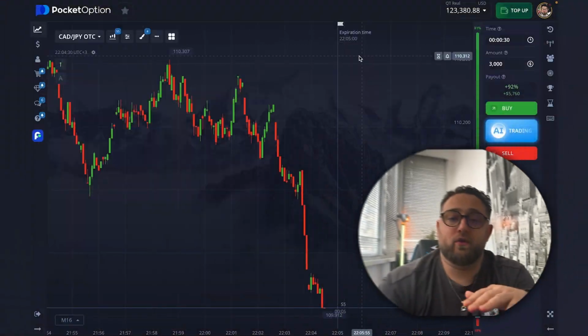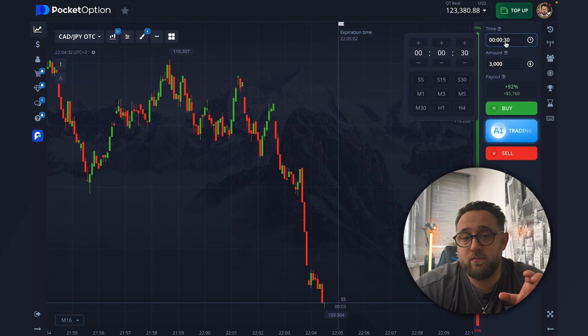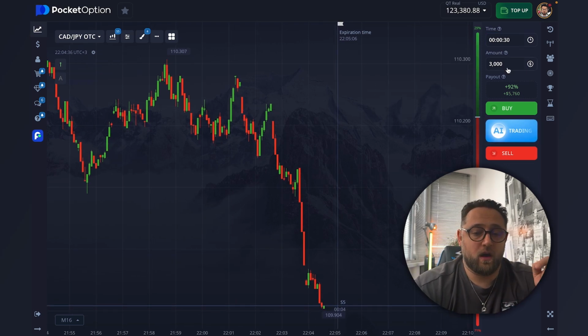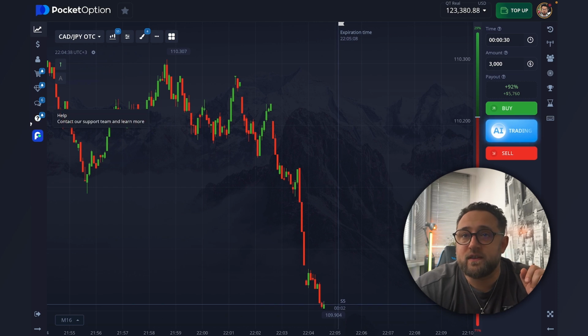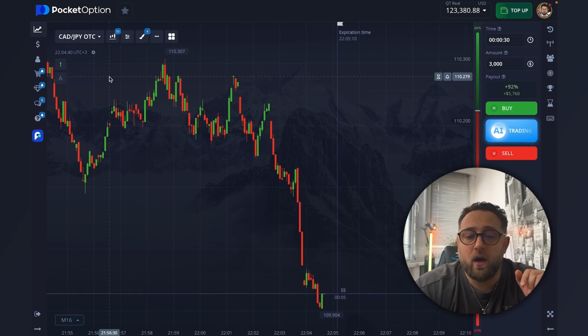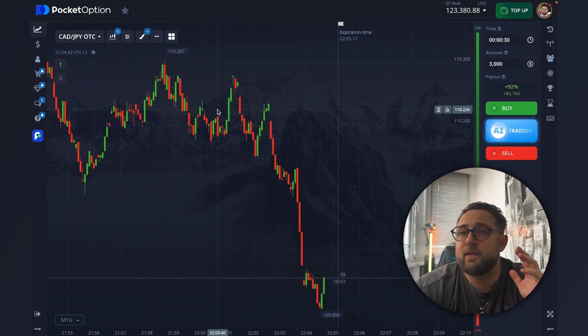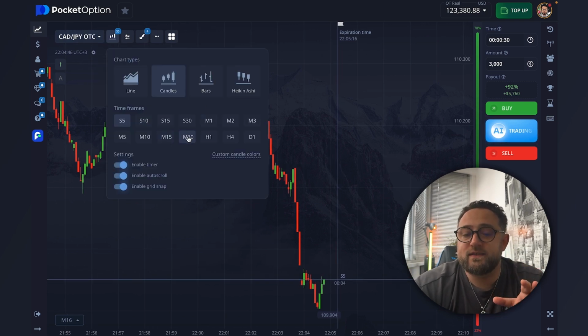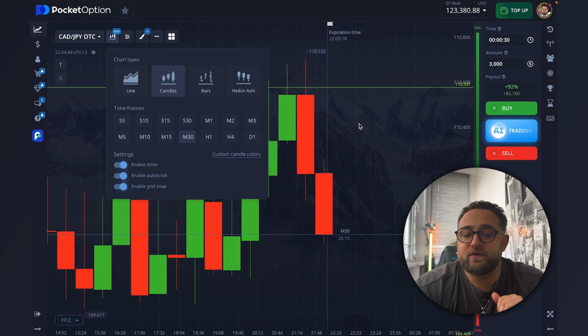Okay guys, so what is multi-time frame analysis? It means we're going to analyze the same currency pair but across different time frames. Let's pick a pair first. I think this one is good. Today it's volatile, active and perfect for this kind of strategy. As you can see, I marked some key zones already.